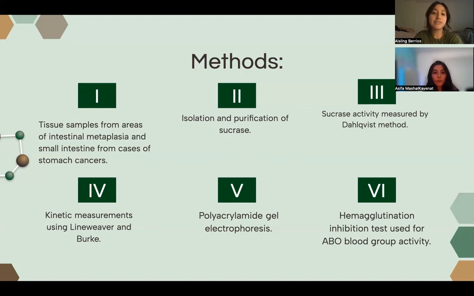Subsequently, sucrase purification was carried out, which involved solubilization with papain, ammonium sulfate fractionation, gel filtration on Bio-Gel P300, chromatography on DEAE cellulose, and electrophoresis on polyacrylamide gel to separate any contaminated minor blood group substances. Sucrase activity was measured using Dahlqvist's method with 0.1 molar sucrose as a substrate.